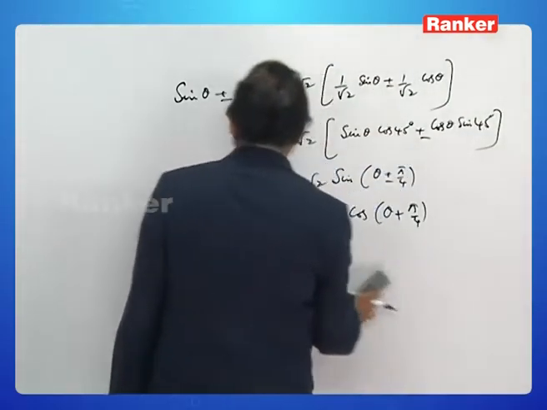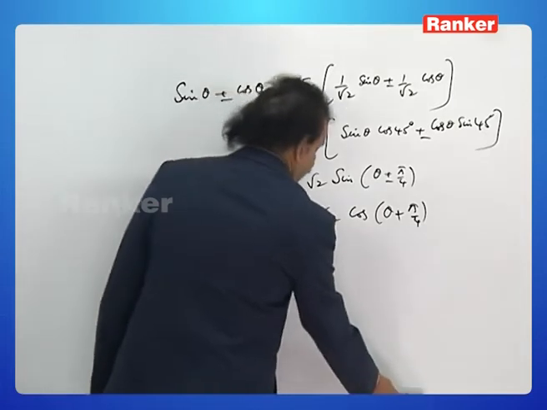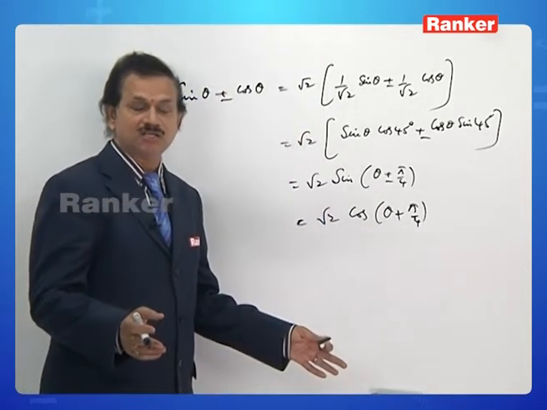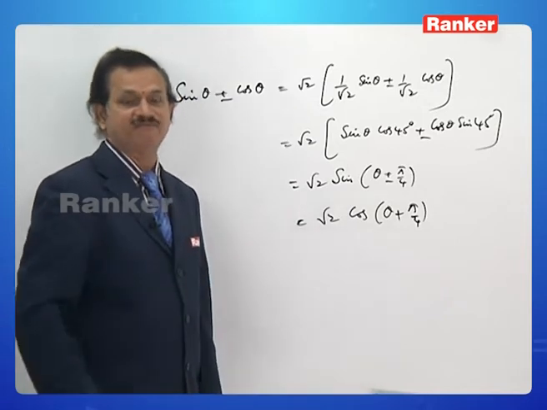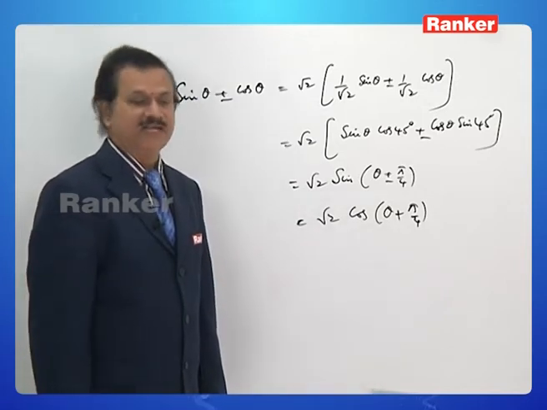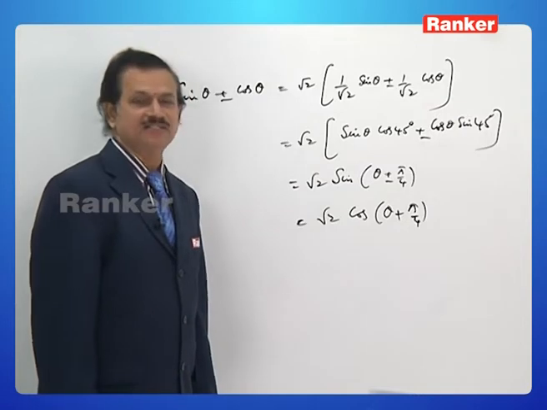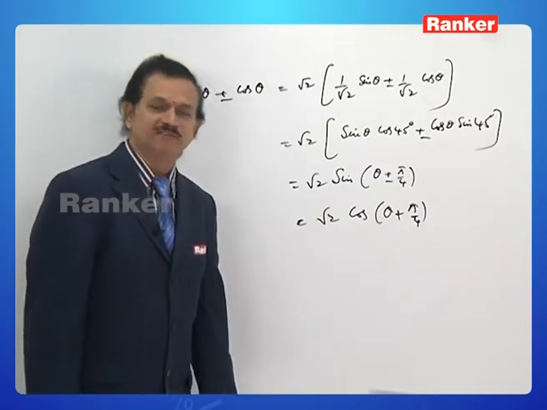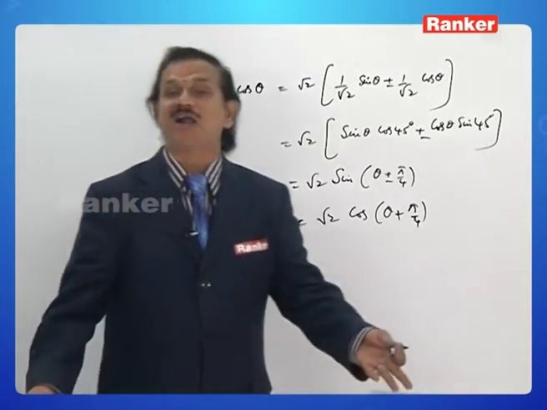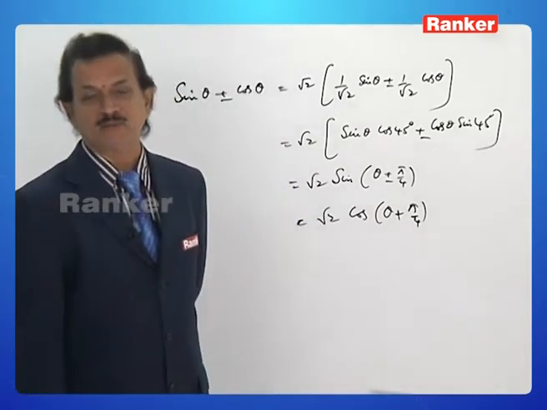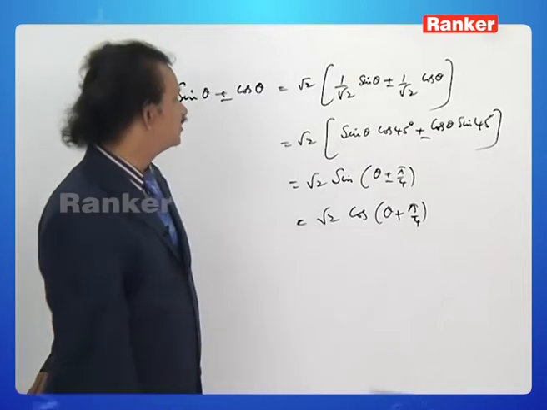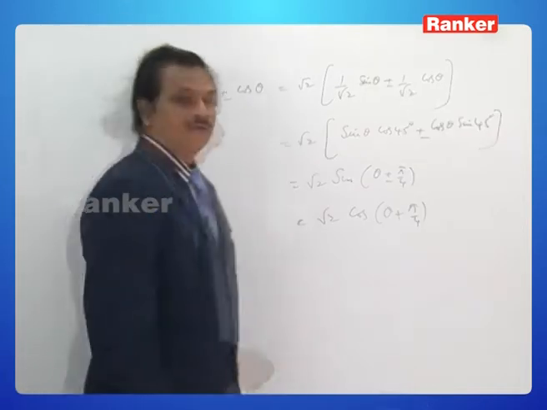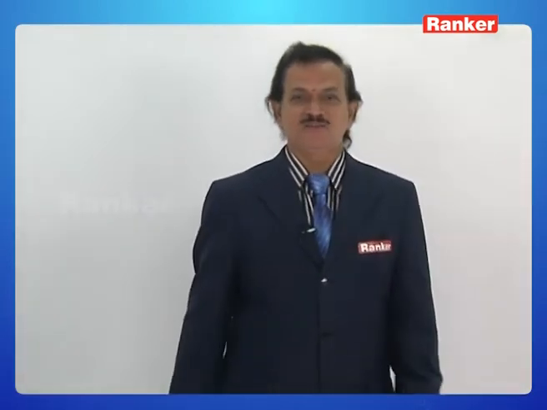Well, you see, knowing the way in which it is used is not just enough. As and when you have sin theta minus cos theta, you must be able to write it immediately as root 2 into sine of theta minus pi by 4 or root 2 into cos of theta plus pi by 4. That is the beautiful usage of this formula, sine of theta plus pi by 4. Well, another beautiful question is before us.